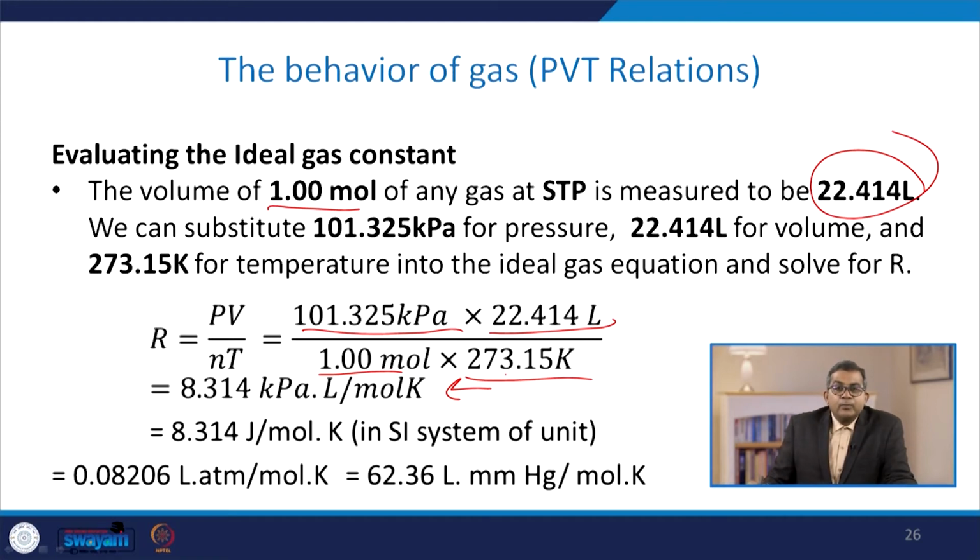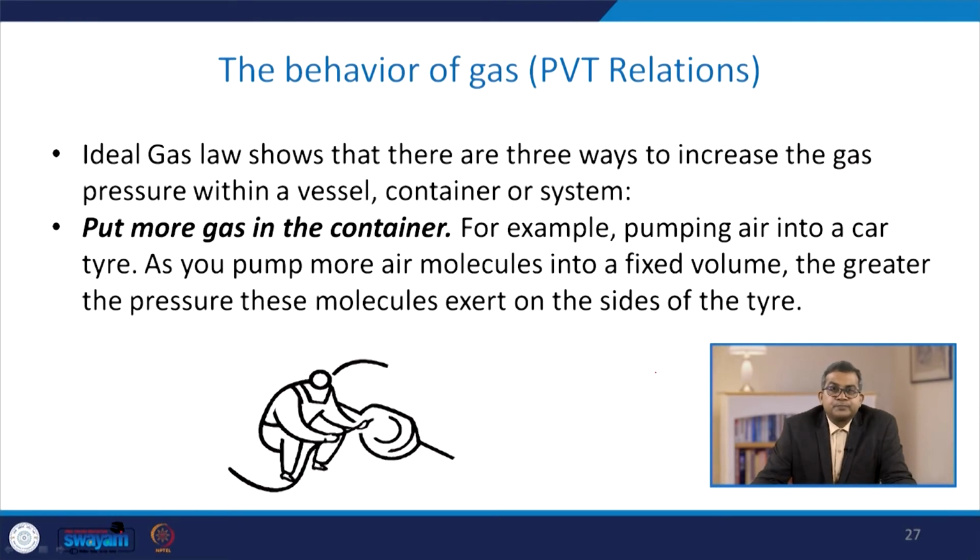kilopascal liter per mole Kelvin, or in other words, if we intend to write in the SI system of units, it comes out to be 8.314 joule per mole Kelvin in SI units, or 0.08206 liter atm per mole Kelvin, or 62.36 liter mmHg per mole Kelvin.